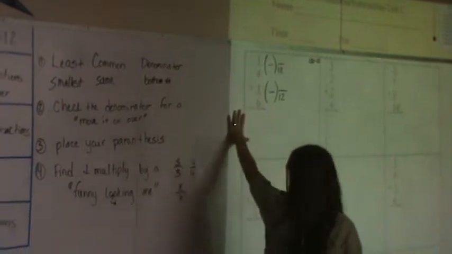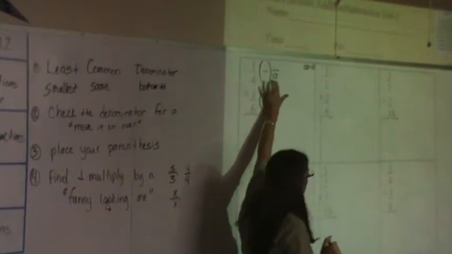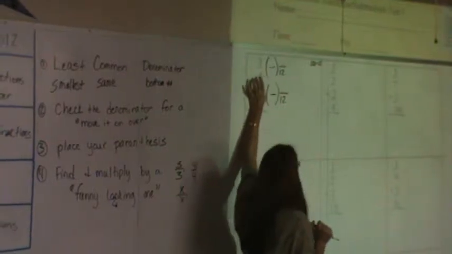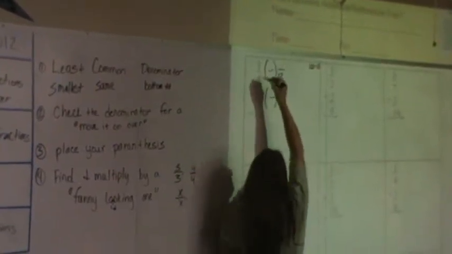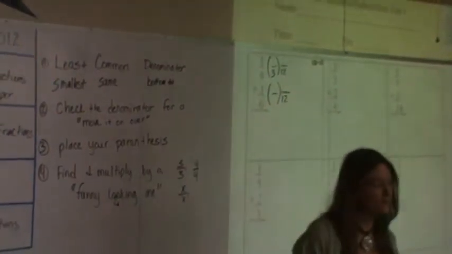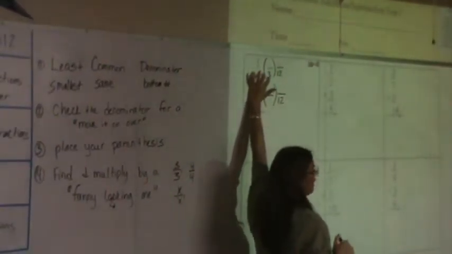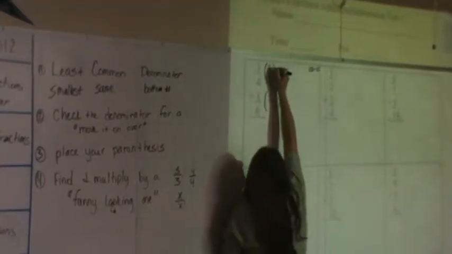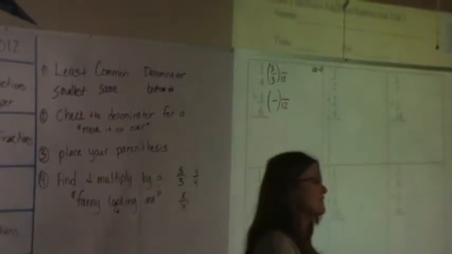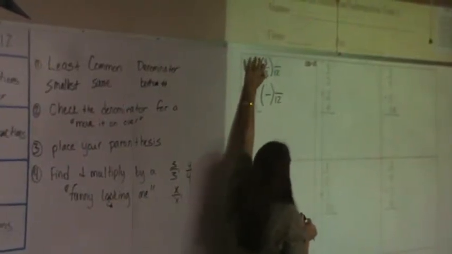So now we're going to go over here. We're looking for our funny looking ones to multiply. And we ask ourselves, 4 times what is 12? 4 times 3. The answer is 3. That is a good sentence. 4 times 3 is 12. Now, here's the key. If I put a 3 in the denominator, I have to put a 3 in the numerator. Say that with me, go. If I put a 3 in the denominator, I have to put a 3 in the numerator.